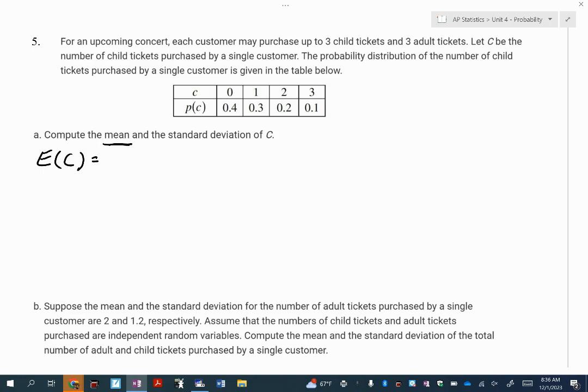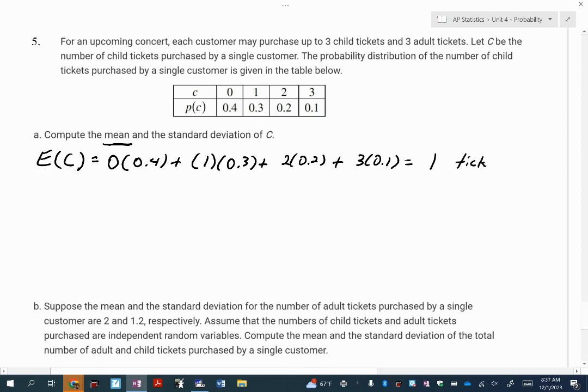You're going to multiply all of the different options. So 0 child tickets, 1, 2, 3 child tickets, times their respective probabilities. So 0 times 0.4 plus 1 times 0.3 plus 2 times 0.2 plus 3 times 0.1. All right, well, the first one's 0. Then it's 0.3. 2 times 0.2 is 0.4. So we are going to get 0.7. 0.1 times 3 is 0.3. 0.7 plus 0.3 is 1 ticket.